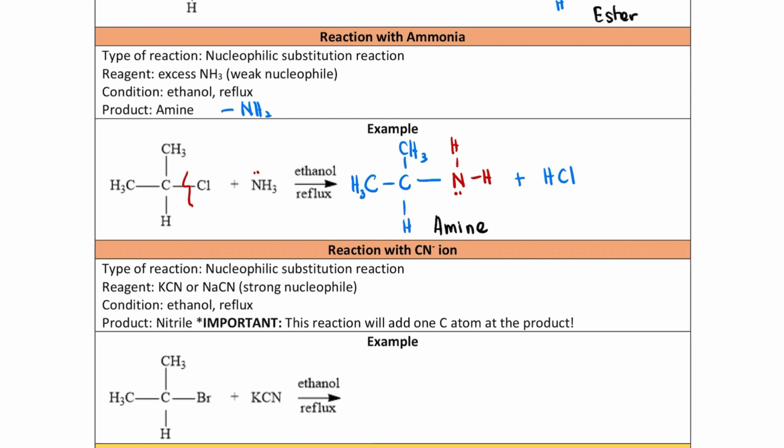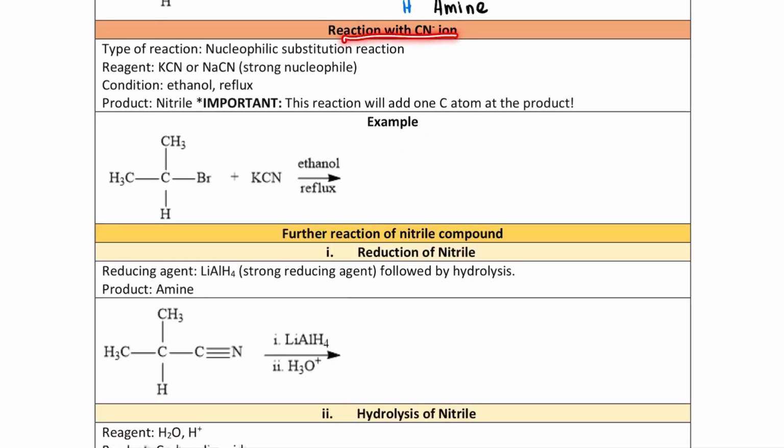Right, so settle. Right, so next adalah reaction with CN minus ion. CN minus is cyanide ion. This cyanide ion is supplied by KCN or NaCN lah. So dia adalah strong nucleophile. The condition is ethanol and reflux. Our product will be nitrile compound. Nitrile means CN minus ada dalam compound tu.